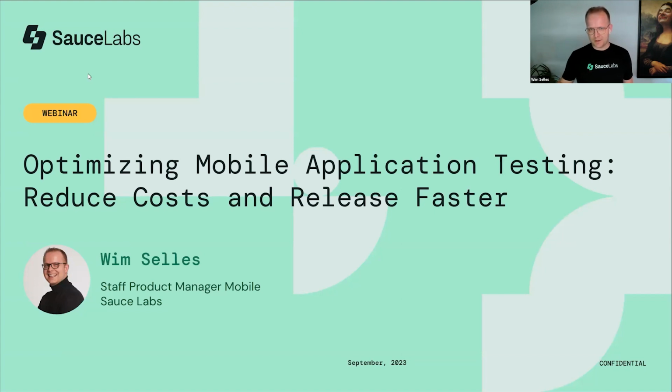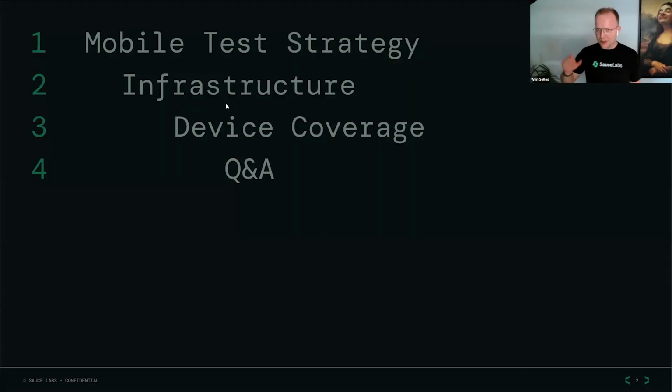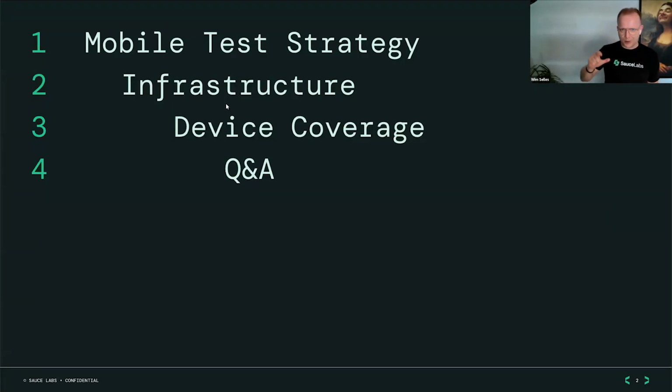Reduce cost and release faster. That's basically the question that we're trying to answer during this webinar, and we're going to do that by covering a few subjects. The subjects that we're going to cover today are the mobile test strategy, and how it can help you reduce your cost and release faster. I'm going to look into infrastructure and the choices that you can make. We're going to look into device coverage, not only for real devices, but also for emulators, simulators, and real devices, and which configurations can help you. And in the end, we also have a Q&A.